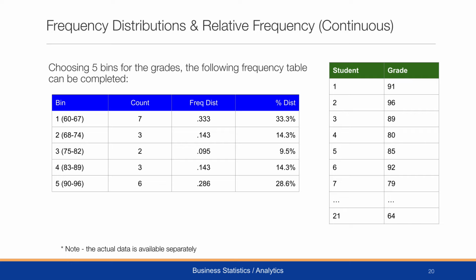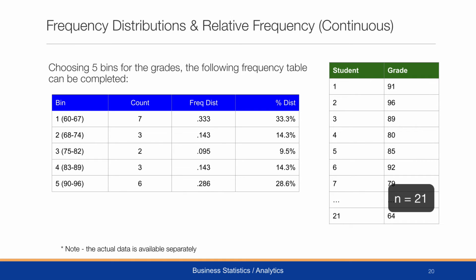So we're going to choose 5 bins for the distribution of the grades. The following frequency table is then computed. So we have our bin 1, which goes from 60 to 67. There are 7 grades in that bin. In bin 2, which is 68 to 74, there are 3 grades in that bin. In group 3, which is 75 to 82, there are 2 grades within that bin. In bin 4, there are 3 grades between the grades of 83 and 89. And for number 5, there are 6 between 90 and 96.